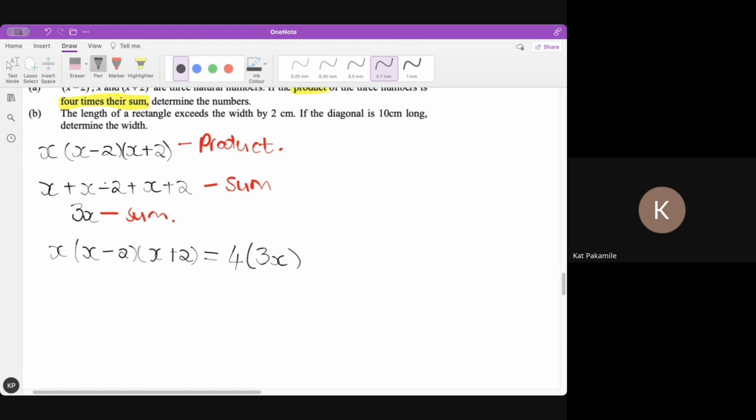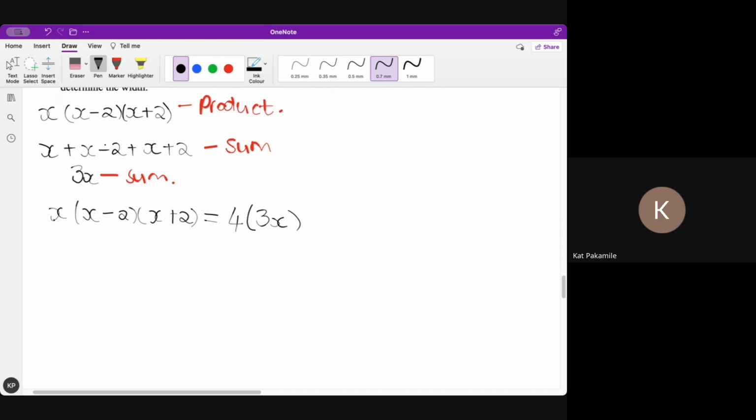Now they say determine the numbers. What does determine the numbers mean in simple English, guys? What are they saying? Solve for x. Do you guys see that? They're just saying solve for x. And then you substitute and you find the numbers. So let's start over here. We have a bit of a problem over here. We're going to have to expand this guy. Do you guys see that? So I'm going to start by foiling.